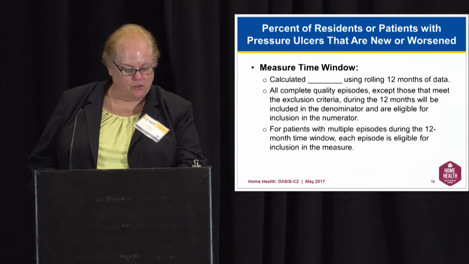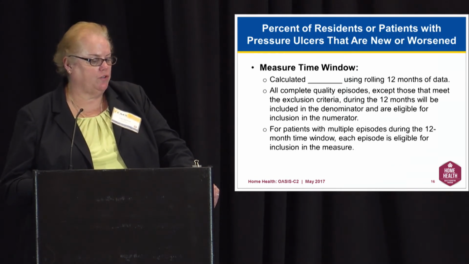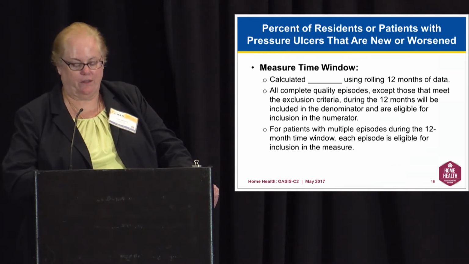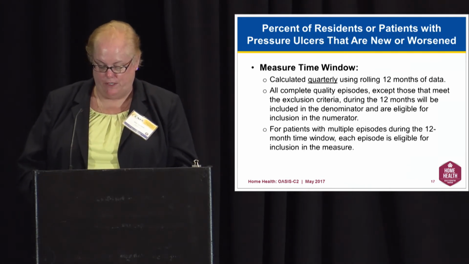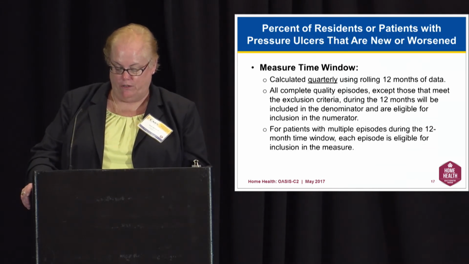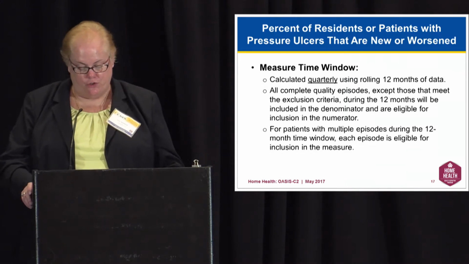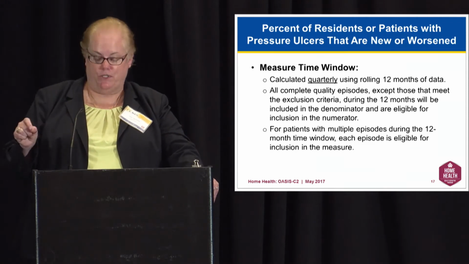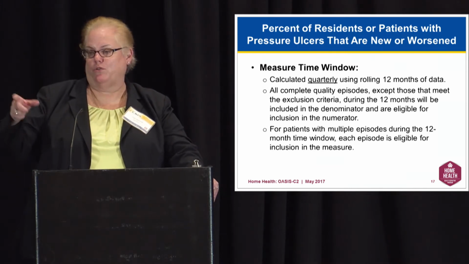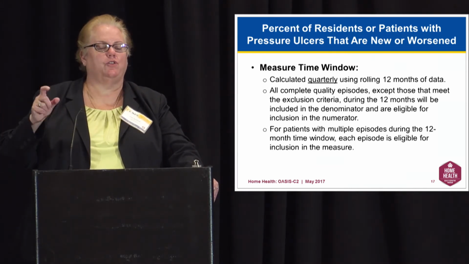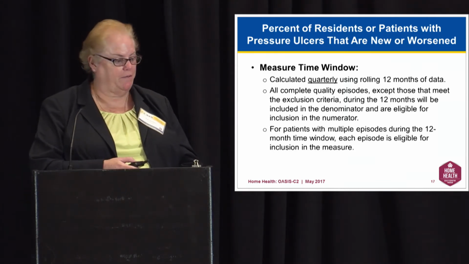All right, so let's look at the measure time window. It is calculated using a rolling 12 months of data. What do you think? Right, it's calculated quarterly. All completed quality episodes, except for those that meet the exclusion criteria during the 12 months, will be included in the denominator and are eligible for inclusion in the numerator. For patients with multiple episodes during the 12-month time frame, each episode is eligible for inclusion in the measure. So if they have multiple quality episodes, each one can be included if it meets the criteria. That's an important caveat.